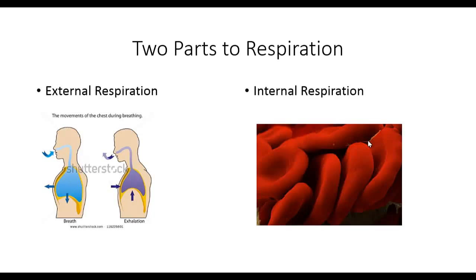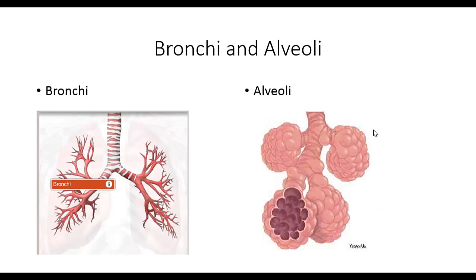Internal respiration, on the other hand, refers to the exchange of gases between the blood and the cells in the body. So once we have that oxygen in our lungs, how does it get exchanged and carried into cells, which then my circulatory system can take to the rest of the body? Let's take a look at that process.